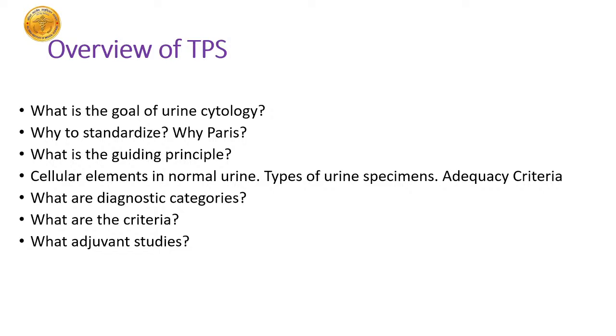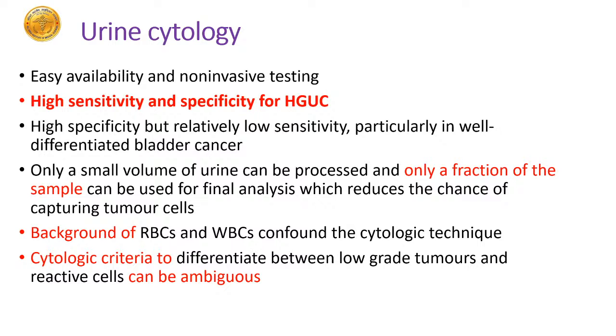Now we'll come to the Paris system, which is abbreviated as TPS. So what is the goal of urine cytology? Why do we need this system? Why do we need to standardize? Why Paris? Why not Bethesda? What is the guiding principle with the same? I will just touch a little bit about the cellular elements in normal urine, types of urine specimens, what the adequacy criteria are for the same, the various diagnostic categories of TPS, and any adjuvant studies, if at all.